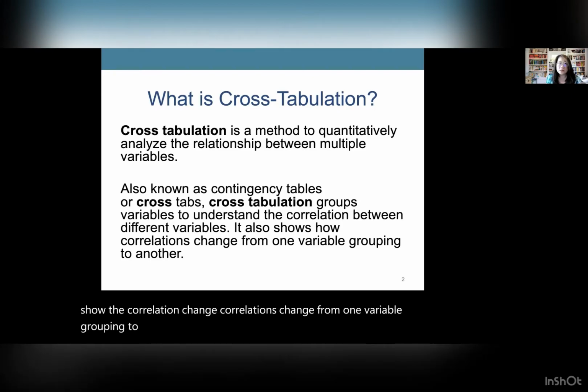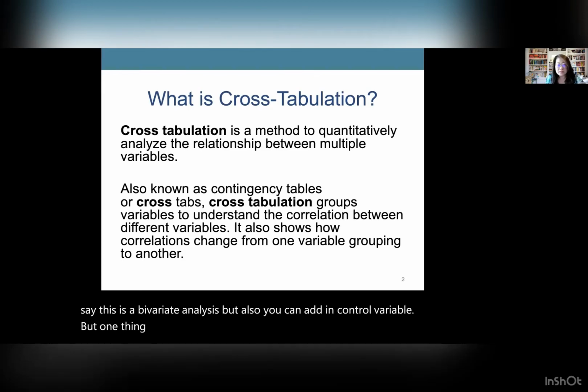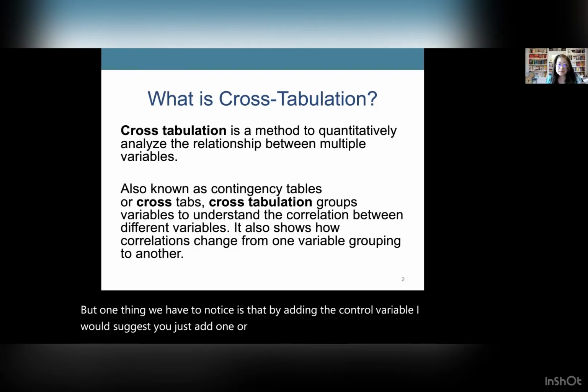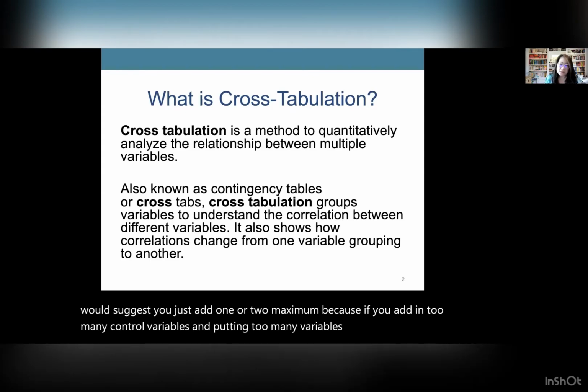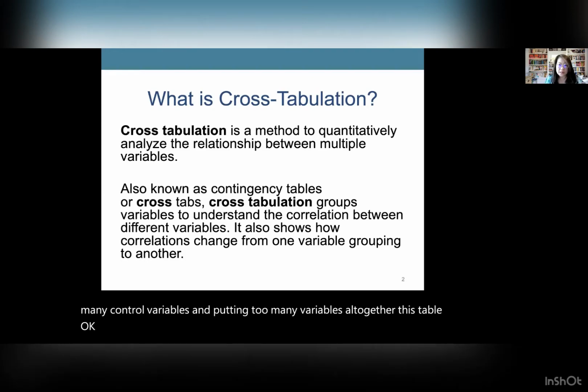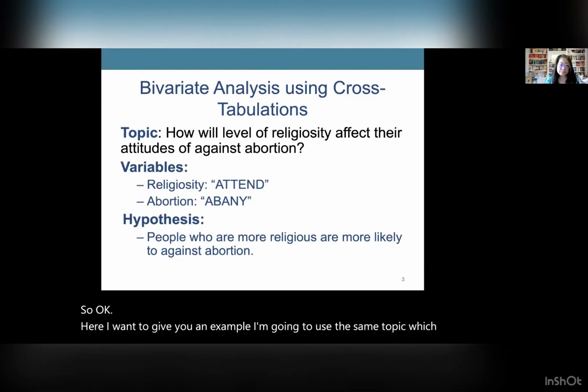You can use not only two variables, although we say this is a bivariate analysis, but you can also add in a control variable. But one thing we have to notice is that by adding control variables, I would suggest you add just one or two maximum, because if you add too many control variables, this cross-tabulation will become a very big table, especially if your variables have a lot of categories.